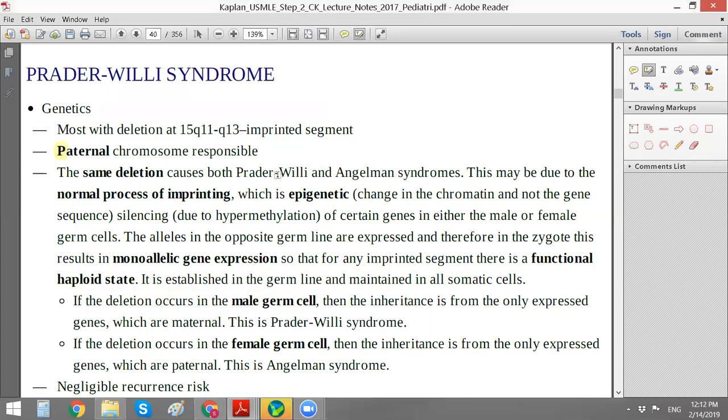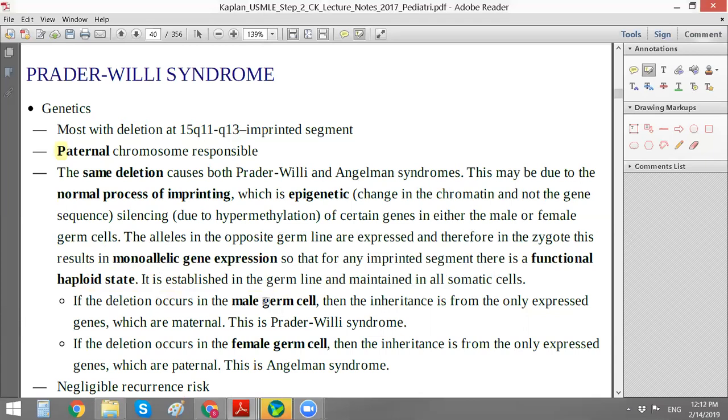This is just hyperphagia. This may be due to normal process of imprinting, which is epigenetic. Change in chromatin and not the gene sequence. Silencing due to hypermethylation of certain genes in either the male or female germ cells. The allele in the opposite germ line is expressed, and therefore in the zygote this results in monoallelic gene expression. So that for any imprinted segment, there is a functional haploid state. This is established in the germ line and maintained in all somatic cells.